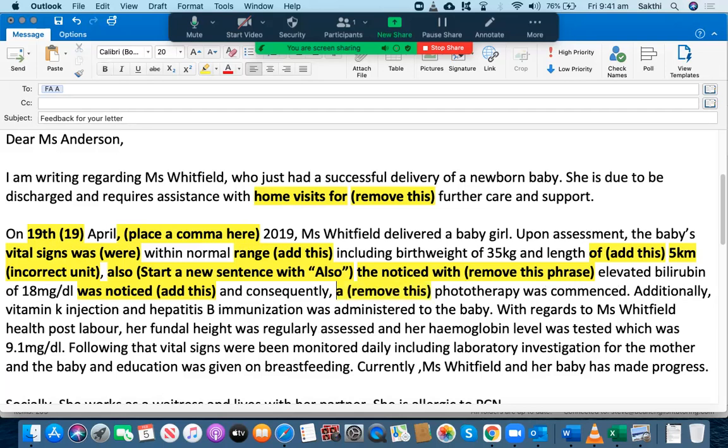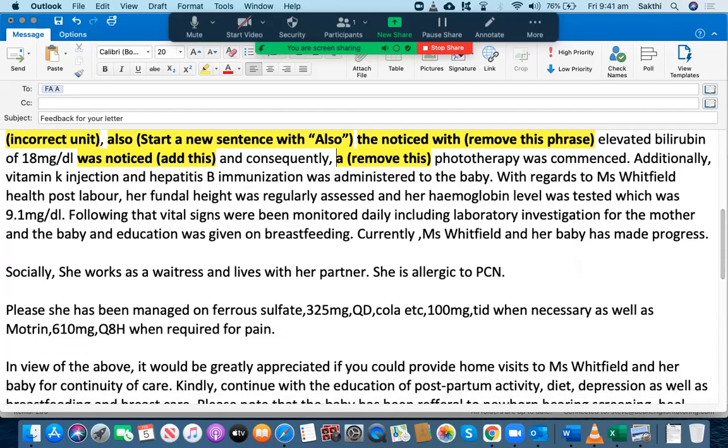Let's go through the next one. Physiotherapy was commenced. That's fine. You don't need to add over there. Additionally, vitamin K injection and hepatitis B immunization was administered. Okay. Vitamin K needs to be used in capital K. Okay. Vitamin K must be capital. All right.